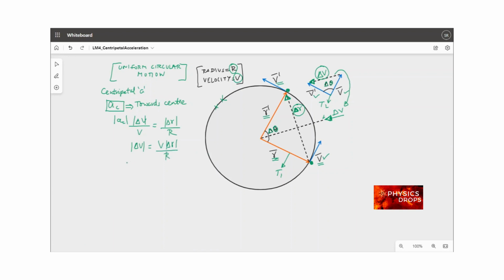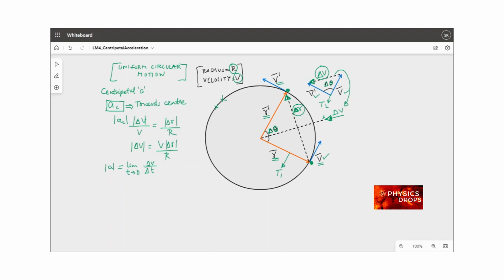Okay, now we know that acceleration is nothing but the rate of change of velocity. So let's define this acceleration. The magnitude of the centripetal acceleration can be defined as limit t tends to 0 of delta V by delta t. Why t tends to 0? Because for a very small change in t, what is the change in v? That's the rate of change of velocity, which gives us acceleration.